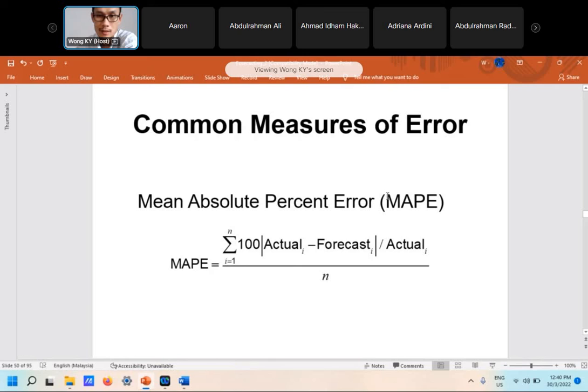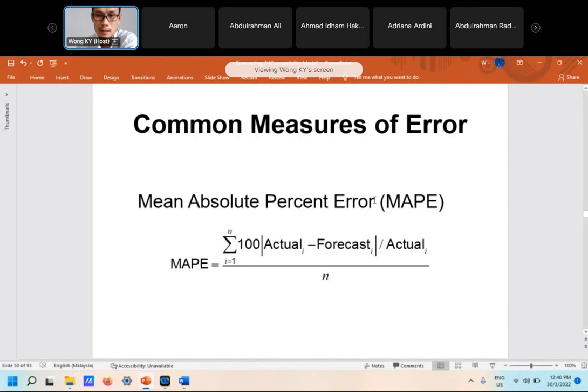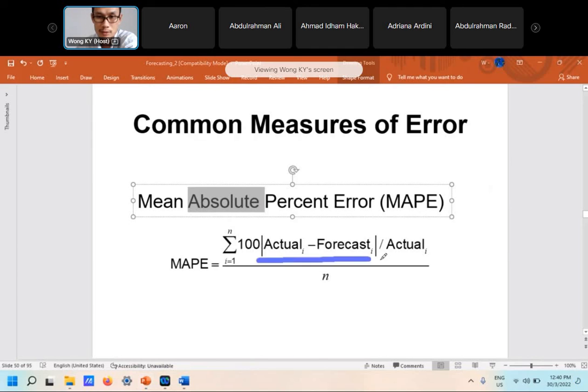MAPE. So you read this, even though you don't know the formula, I think you should be able to calculate mean absolute percentage of error, mean absolute percent error. So it means what? First, you have to calculate the absolute error. You have to calculate the error, but make it absolute.